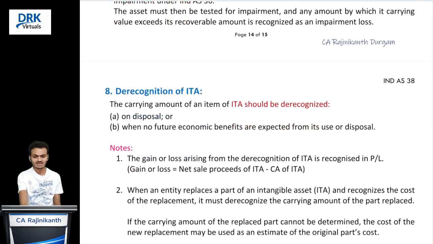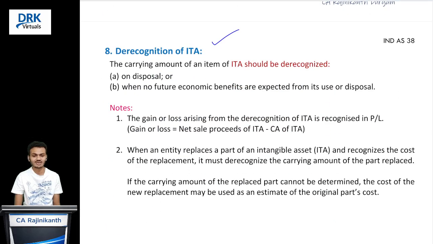And the last one is derecognition of intangible asset. When should we derecognize the intangible asset? When disposed, or when no future economic benefits are expected from it, you derecognize it. Derecognize its carrying amount. The difference between that and any sale proceeds, if no sale proceeds, the total amount you charge to profit and loss account. That's it.